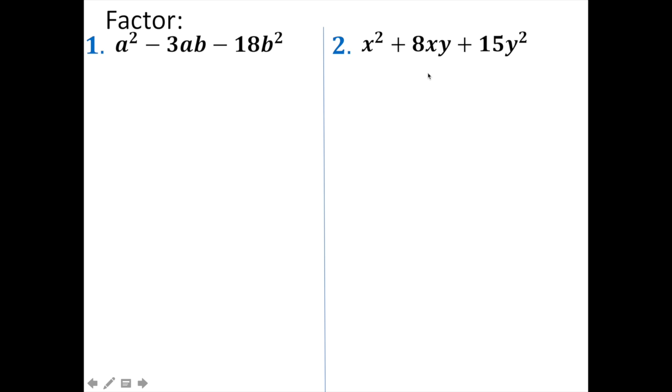Okay, so now I'm going to have you get a little bit of practice. I've got these two here. What I'd like you to do is push pause on the video right now, and then actually work through these. After you've obtained both answers, come back and push play.